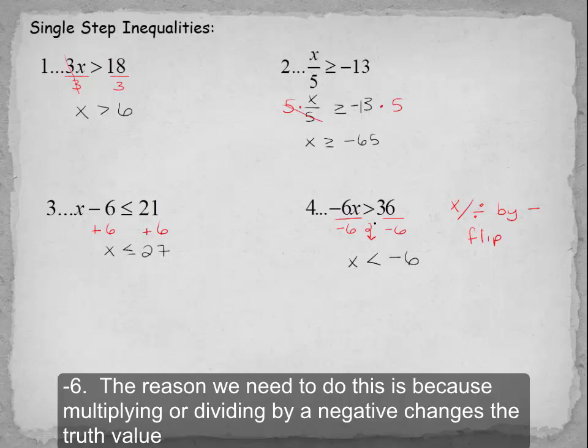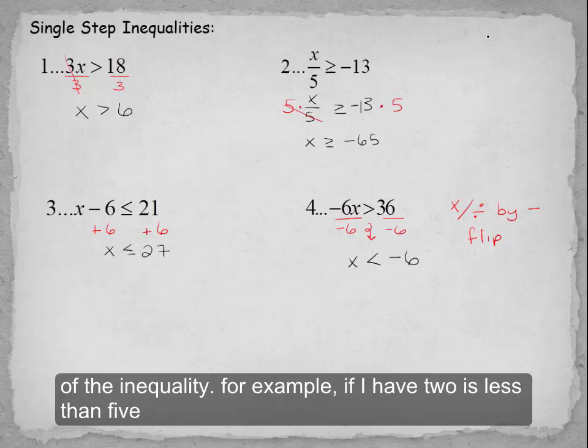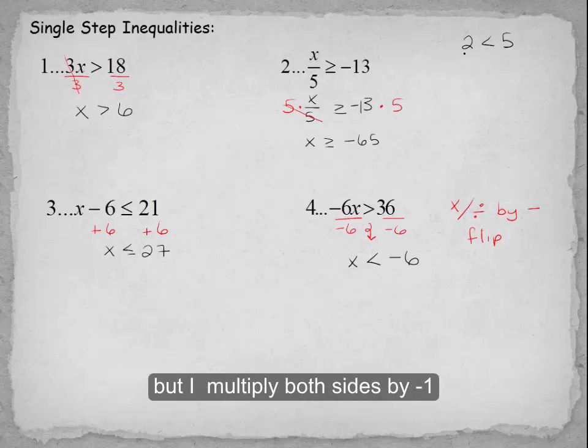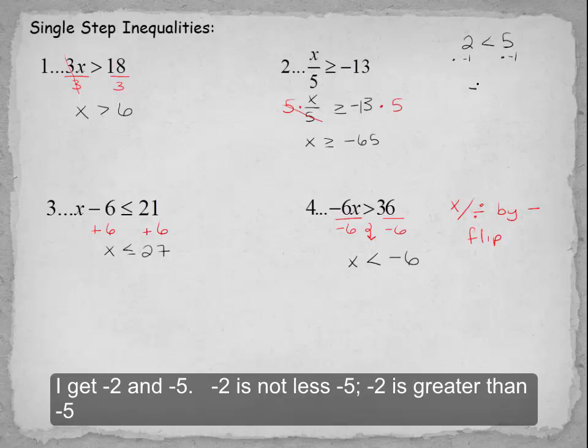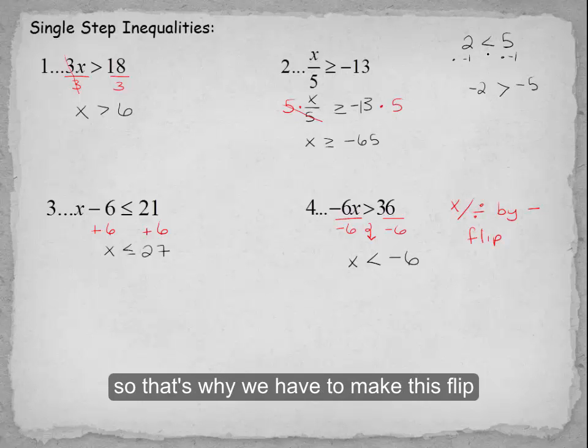The reason we need to do this is because multiplying or dividing by a negative changes the truth value of the inequality. For example, if I have 2 is less than 5, but I multiply both sides by negative 1, I get negative 2 and negative 5. Negative 2 is not less than negative 5. Negative 2 is greater than negative 5. So that's why we have to make this flip.